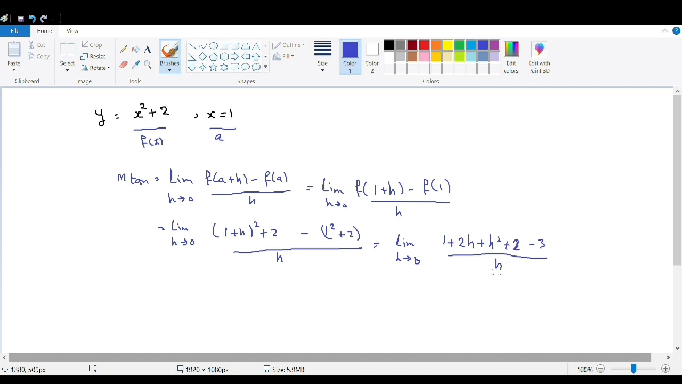divided by h. So now we need to simplify our function. Here we have 1 plus 2h plus h squared plus 2 minus 3. So 1 plus 2 will be 3, minus 3 will be 0. So this will cancel, and we are left with the limit of 2h plus h squared divided by h when h approaches 0.